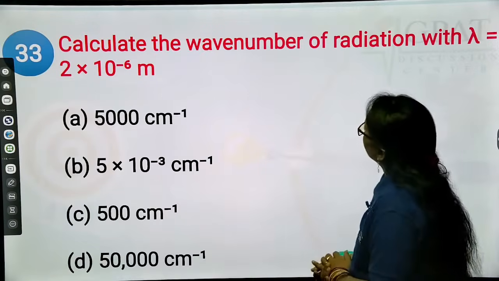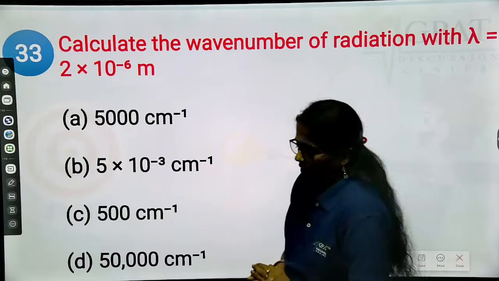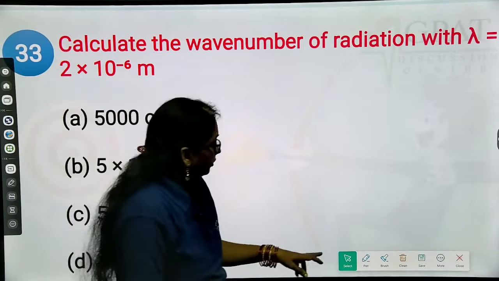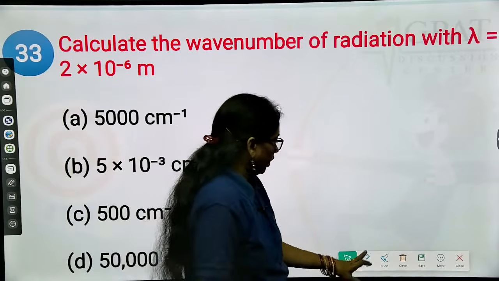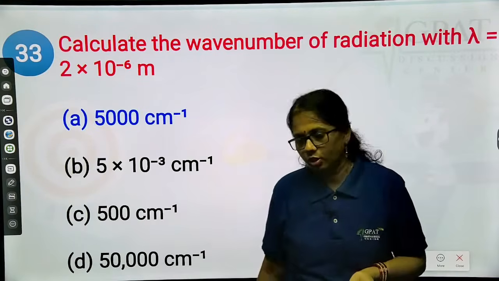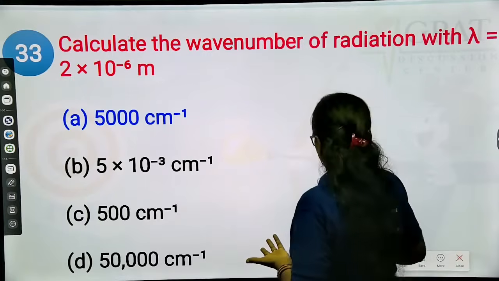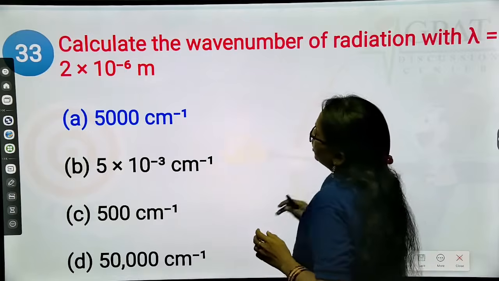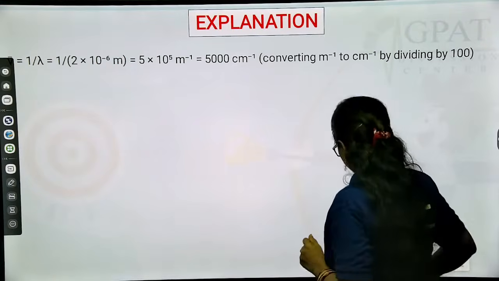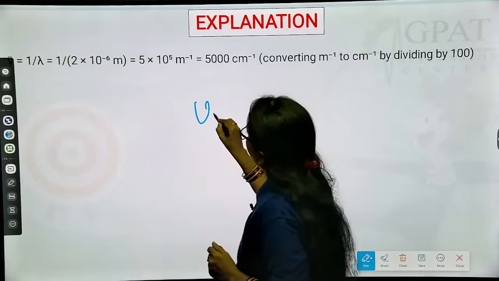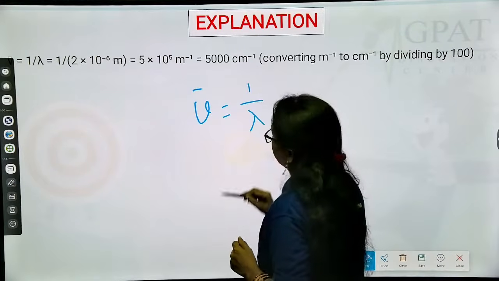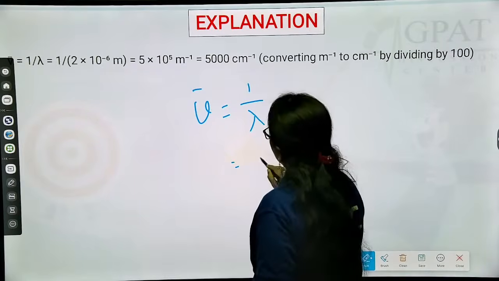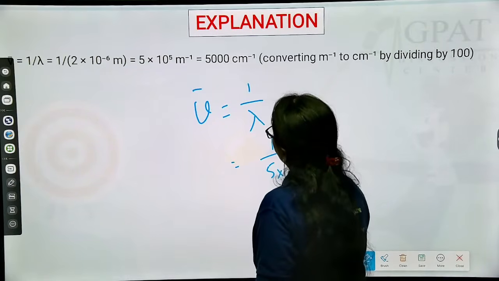Next, calculate the wave number of the radiation. The wavelength is given and they have asked for the wave number. The wave number is the inverse of the wavelength, so simply take the inverse value. Wave number equal to 1 by wavelength. What is the wavelength they have given?